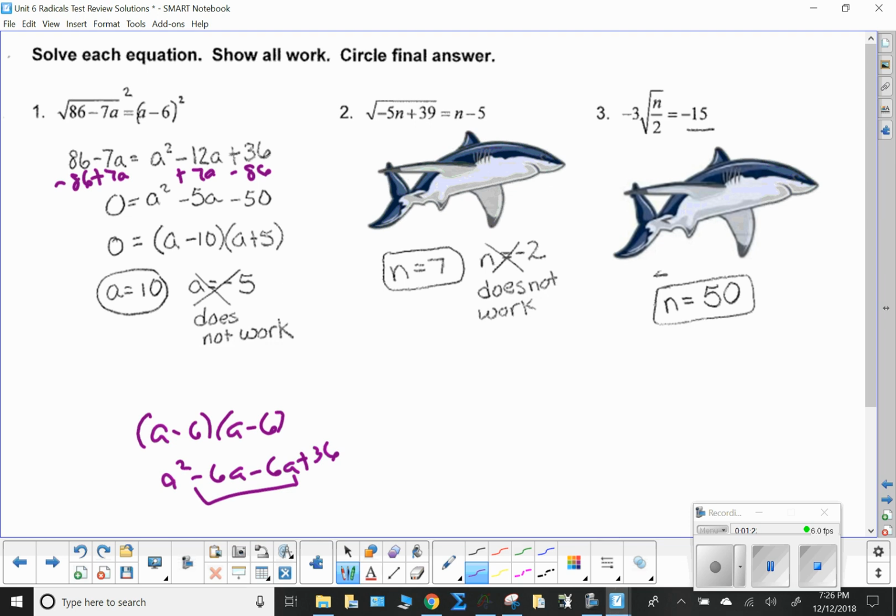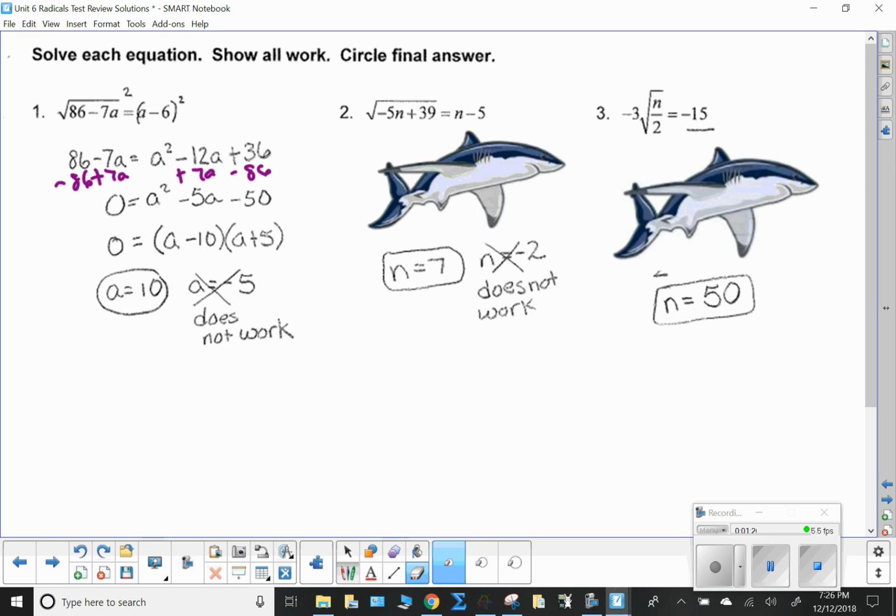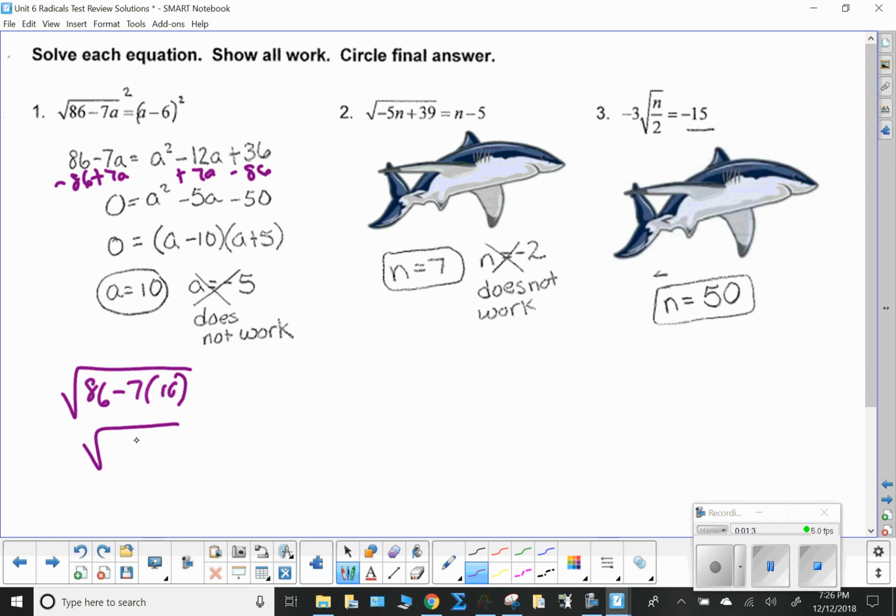However, you have to plug these back in. You can't have negative answers here. So if I get the square root of 86 minus 7 times 10, this is the square root of 16. Great, that works because it's equal to 10 minus 6, which is 4. So that all checks. That's great.